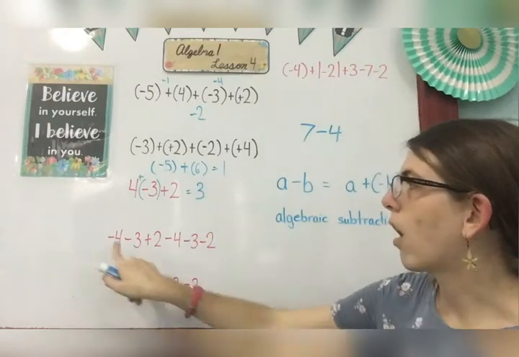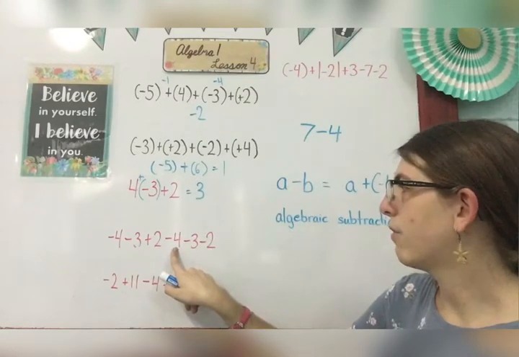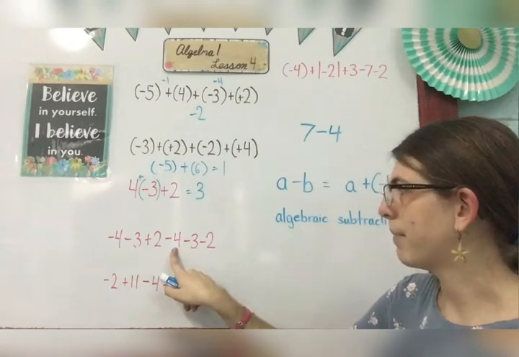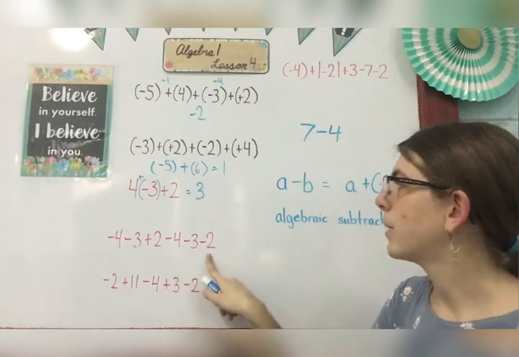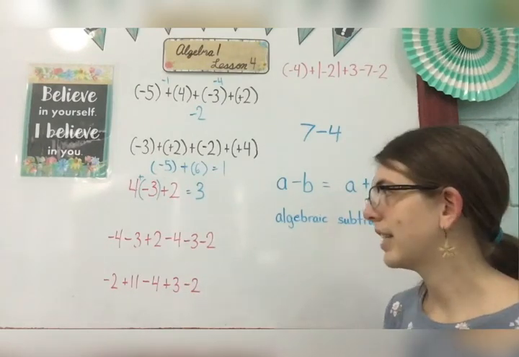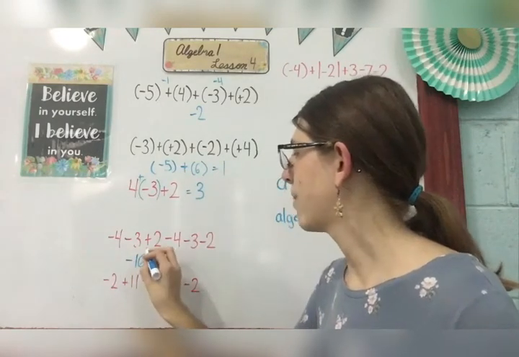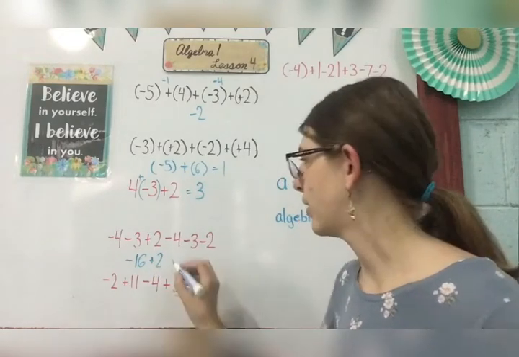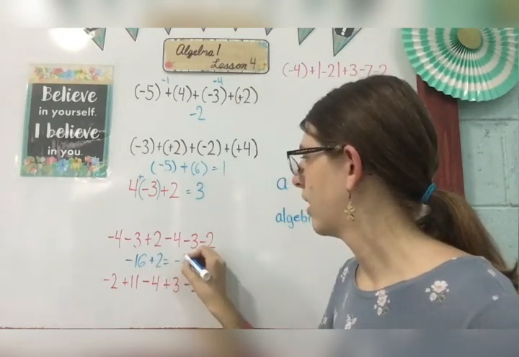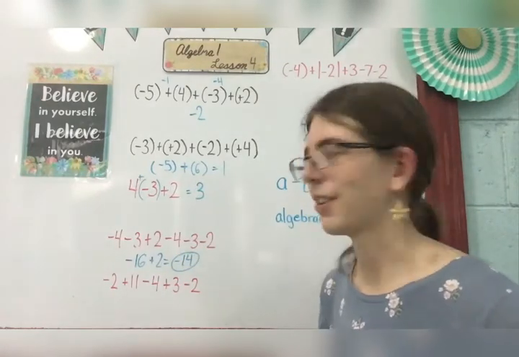So negative 4 plus negative 3, that's negative 7. Plus negative 4 is negative 11. Plus negative 3 is negative 14. Plus negative 2 is negative 16. So I have negative 16. And then my only positive number that's left is that 2. Negative 16 plus 2 equals negative 14. And that's your final answer.